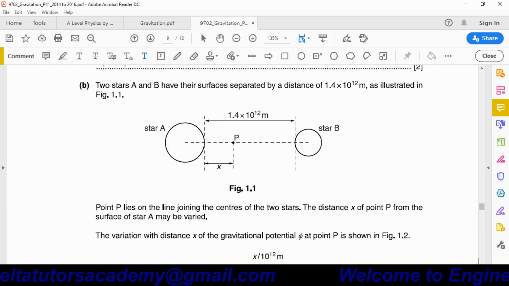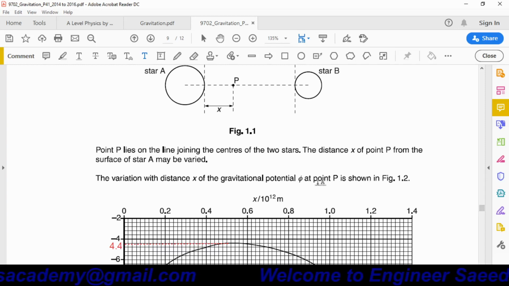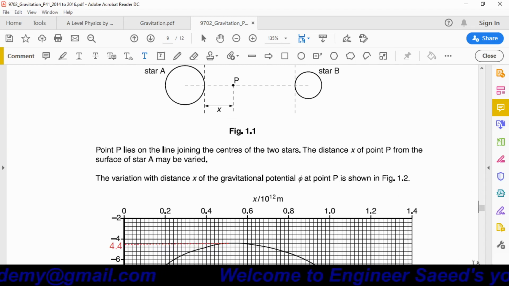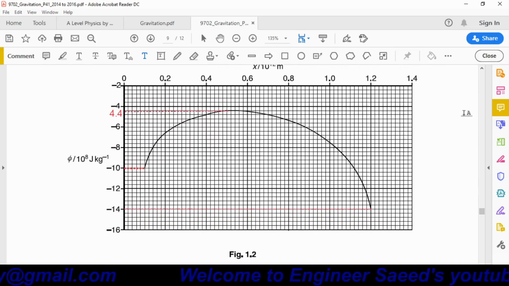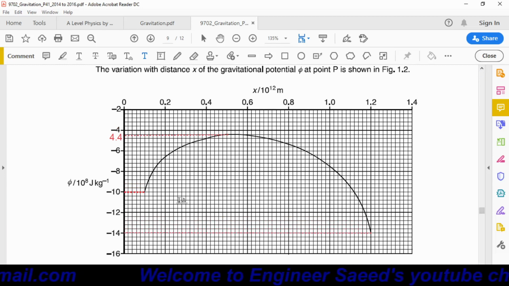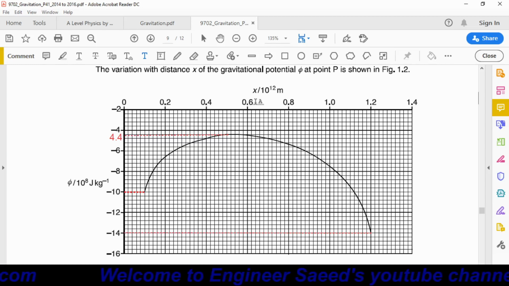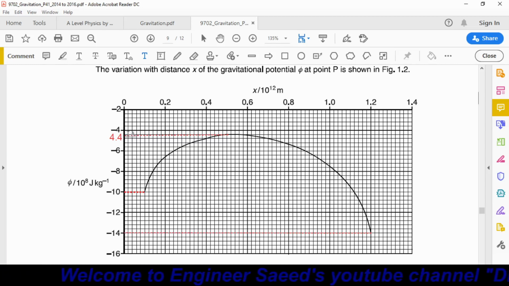Okay, the variation with distance x of the gravitational potential phi at point P is shown in figure 1.2. This is figure 1.2. In this graph, what is shown? The distance from the planet is x and gravitational potential is on the y-axis.